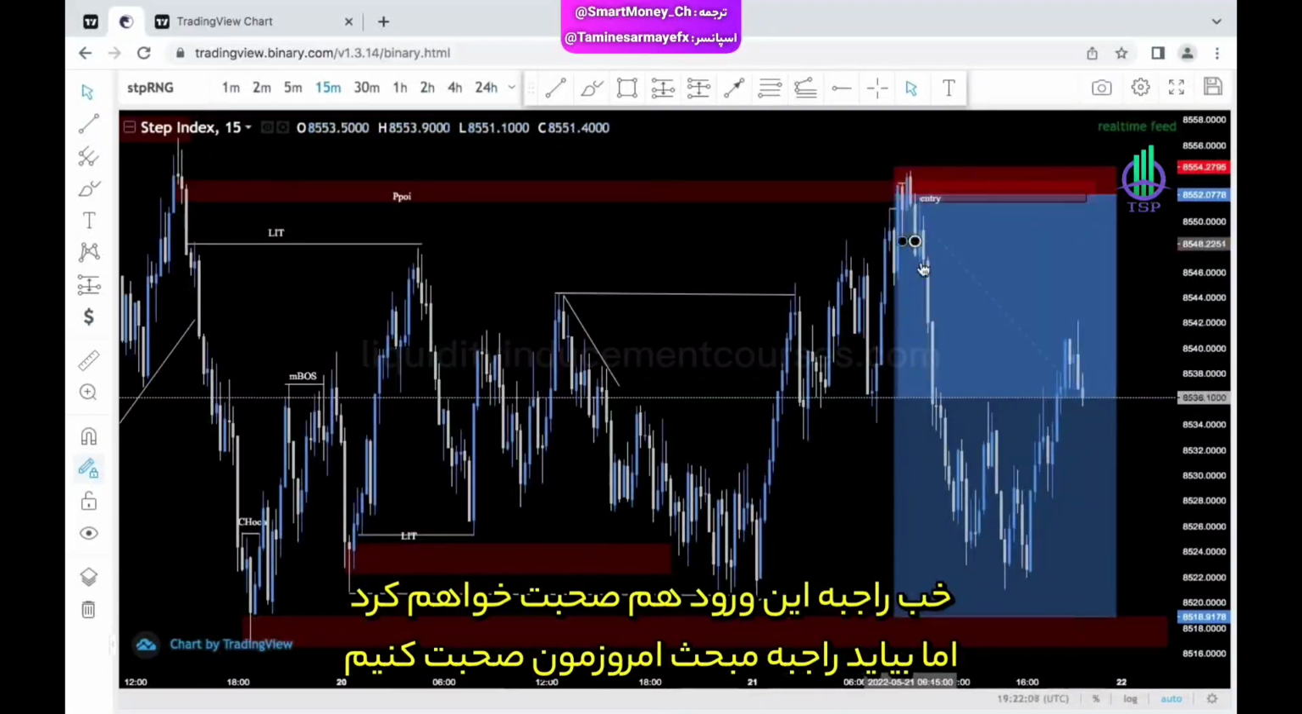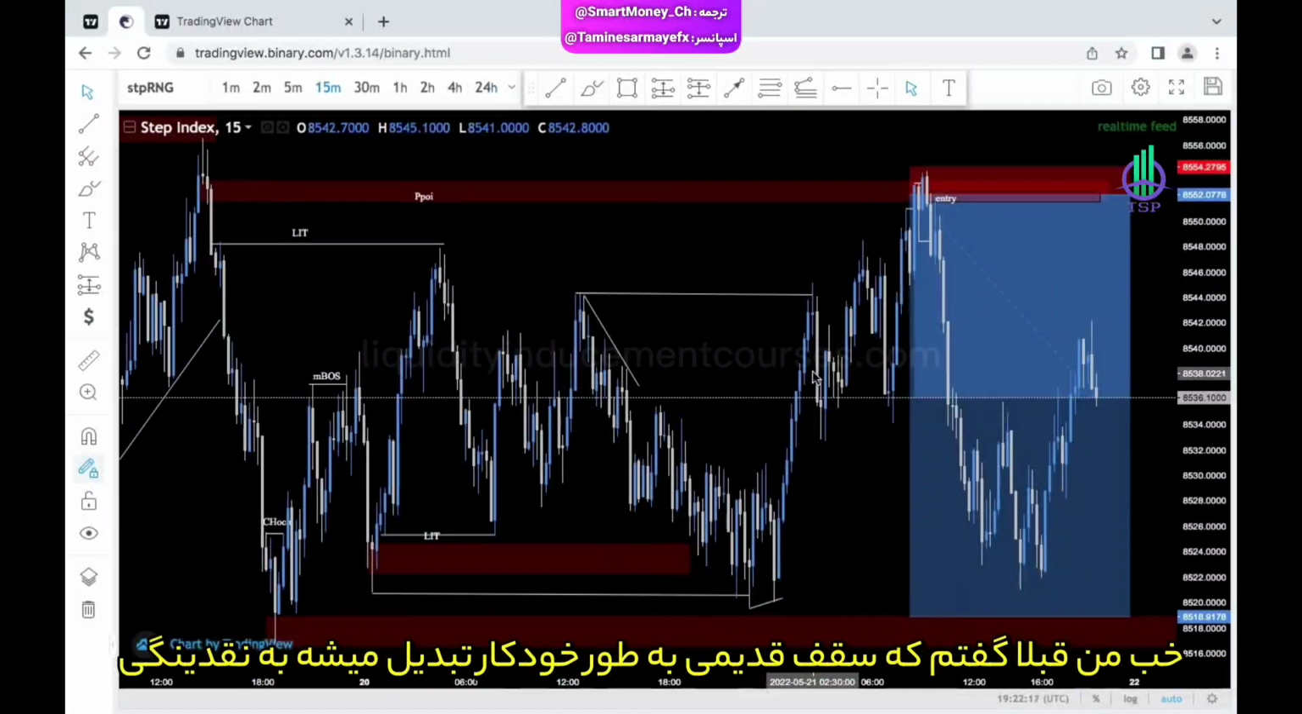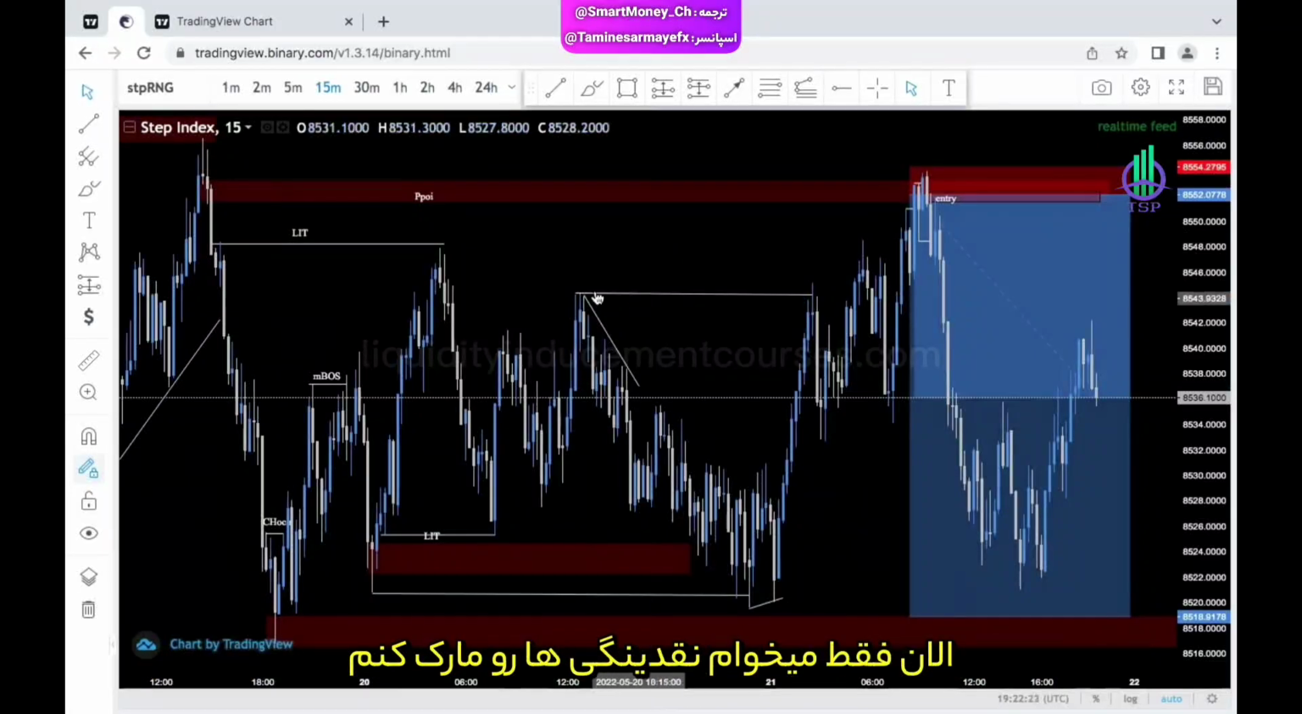But then I'll talk about why I took this entry, but let's talk about what we have on deck today. So I said old highs automatically become liquidity. Now I would not be trying to analyze this chart or tell you what I did. I would just be marking out liquidities.